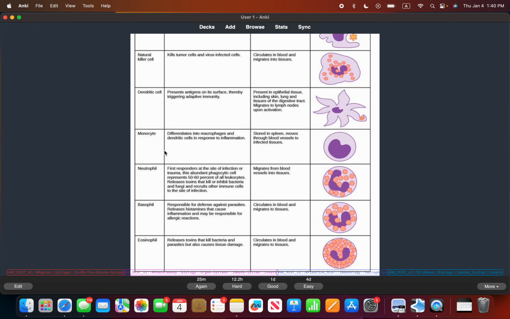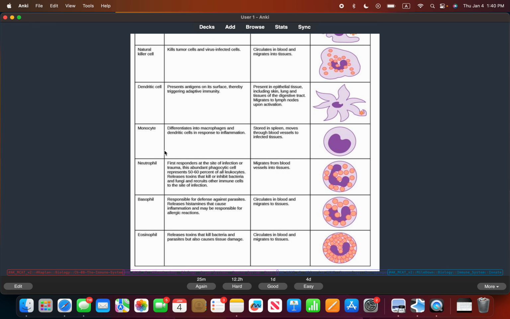Then we have neutrophils. They are first responders at the site of infection or trauma. This abundant phagocytic cell represents 50 to 60% of all leukocytes. They release toxins that kill or inhibit bacteria and fungi and recruit other immune cells to the site of infection. They migrate from blood vessels into tissues. So neutrophils are the majority of our leukocytes, 50 to 60%.